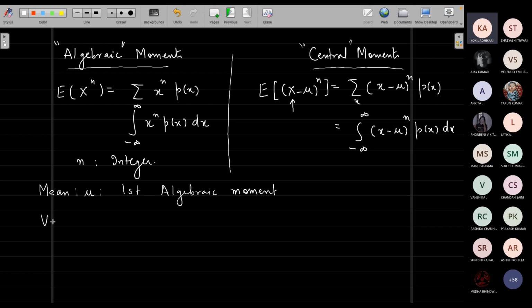What about the variance? Second central moment. In fact, you already saw that since I can write it in terms of expectation of X squared minus the square of the expectation of X, that means I can write my second central moment in terms of my algebraic moments also. Sure. What about the first central moment?